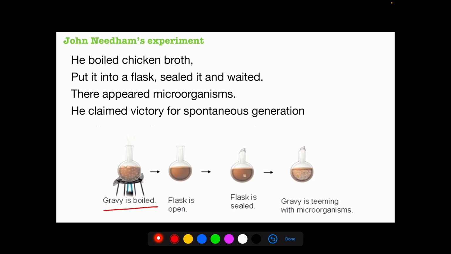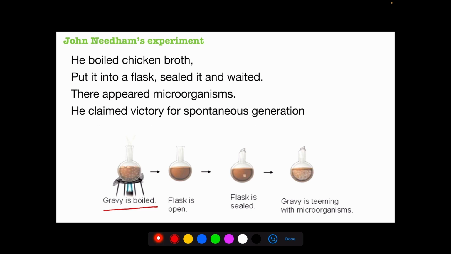Now, after a while, he saw that the broth was filled with microorganisms. And so he claimed victory for spontaneous generation because he said there appeared microorganisms from nowhere. So they appeared by themselves. Now, Needham's experiment was scrutinized by his scientific peers. They argued that he may not have boiled the broth long enough, or that the broth was introduced to new microbes even before he sealed the container.